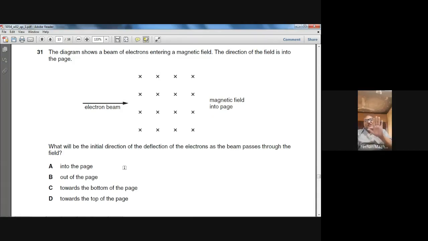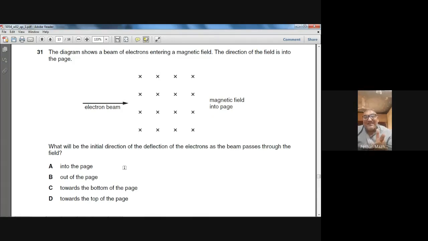So we can use our left hand, stretch the fingers of your left hand in such a way that the thumb, the index finger, and the middle finger are perpendicular to each other. FMC: thumb stands for F, the index finger is for M, and the middle finger is C. Because the magnetic field is into the page and the electron beam is going towards the right, my thumb is pointing upward. It means that this should bend upward.